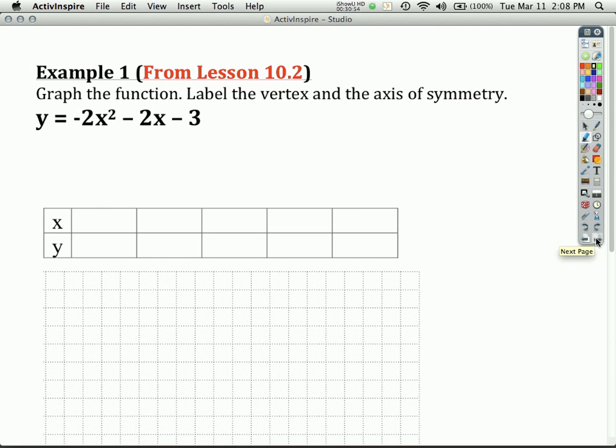Do not start copying example 1. I put big red letters. What did I write in big red letters? This is from what? Nathaniel? Yeah, this is actually from the next lesson.